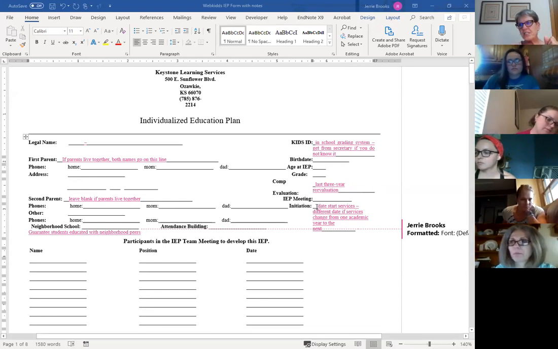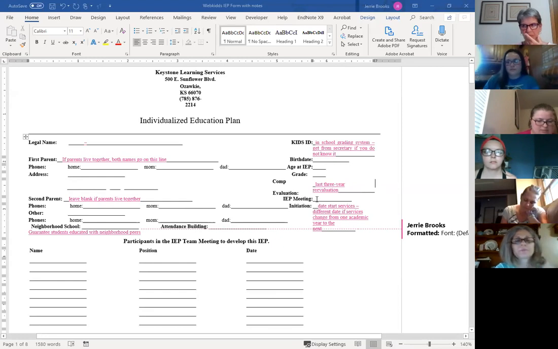As far as the initiation or the IEP meeting, that's the date that you're having the meeting and that people are going to sign. The initiation date might not be the same as the date of the IEP, but most of the time it is. Sometimes initiation dates are later, not ever earlier, but later than the meeting.